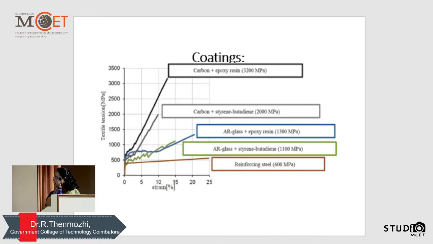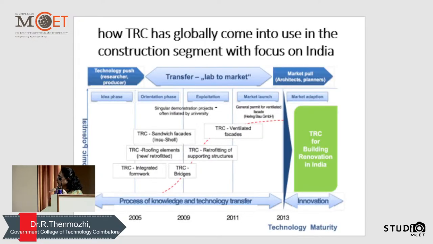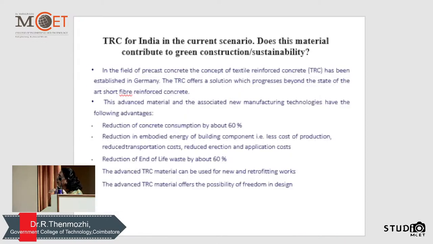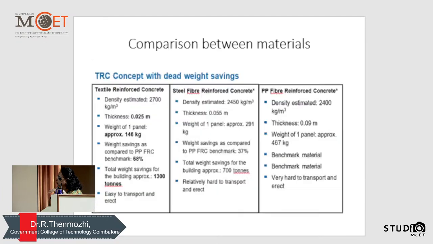So many applications tell you that, see, if the reinforcing steel alone is tested like this, and AR glass with styrene butadiene and AR glass with epoxy resin, carbon plus styrene butadiene and carbon plus epoxy resin, right? If you are having systems like this put together, then you may be having things like this. Out of all those, we are having more load and more deformation in this type. So these are the ways and means of how it is marketable. The comparison between the materials of textile reinforcement, steel fiber and polypropylene is given based on the density, thickness, weight and as a benchmarking material.